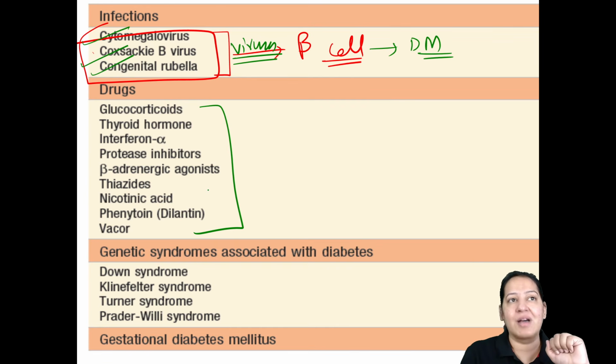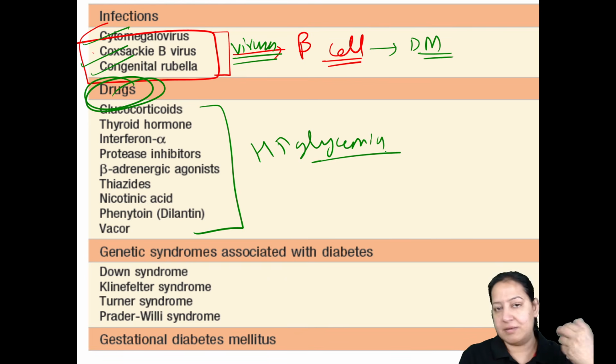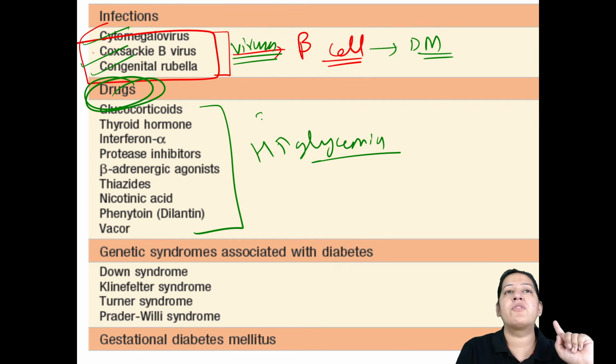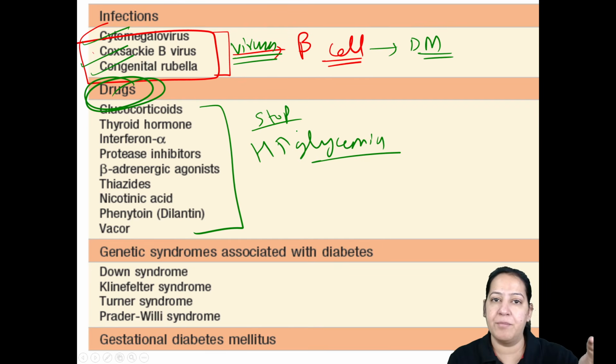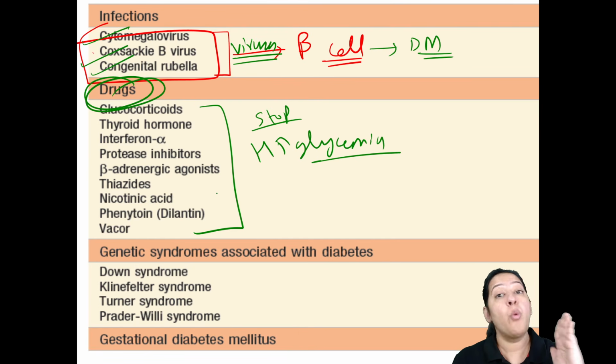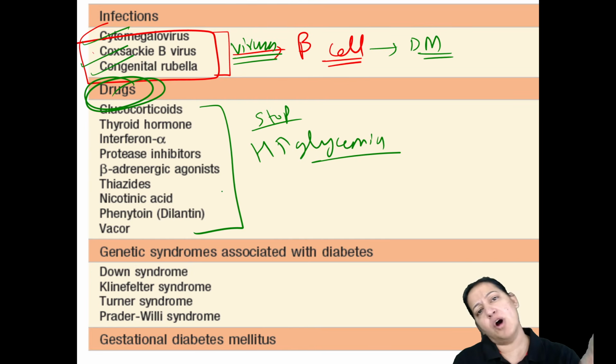There are many drugs which cause hyperglycemia in a person. Hyperglycemia means diabetes. If you stop the drugs, the blood glucose level will again become normal. So in this scenario, no treatment is required. Just stop the offending agent, whatever is causing the blood glucose level to rise.